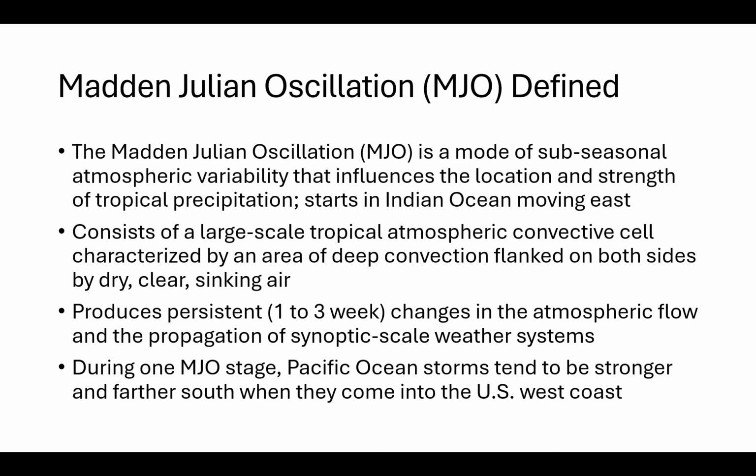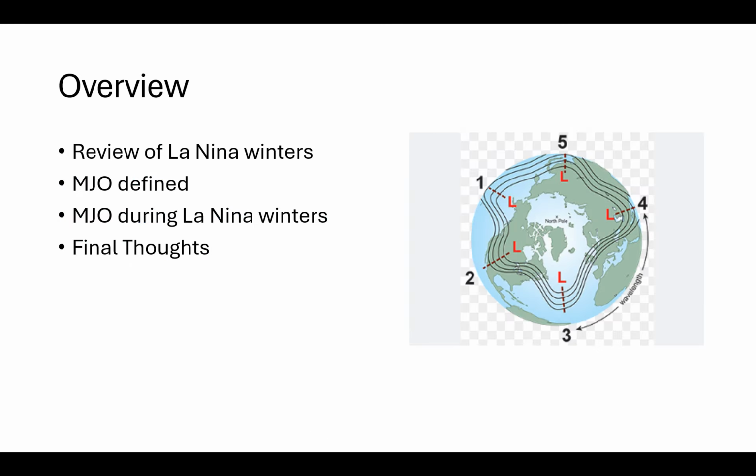Now, it consists of a large-scale tropical atmospheric convective cell, which is characterized by an area of deep convection, flanked on both sides by subsiding or sinking air, which is dry and clear. The MJO produces persistent 1 to 3 week changes in the atmospheric flow and the propagation of synoptic scale weather systems. Now, this type of change the MJO produces kind of gets back to my overview here, this graphic showing the various long waves in the northern hemisphere.